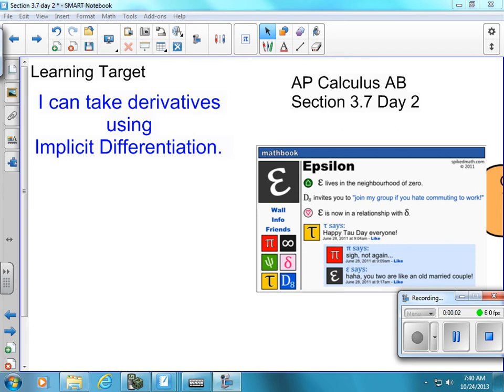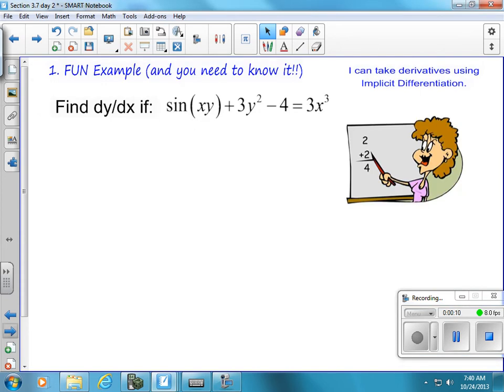Today's lesson is on section 3.7, day 2, implicit differentiation, and these are more examples of scenarios you might come across in implicit differentiation. The first one is where we have sine of x times y. That's kind of the new part in this example, a fun example, and you need to know it.